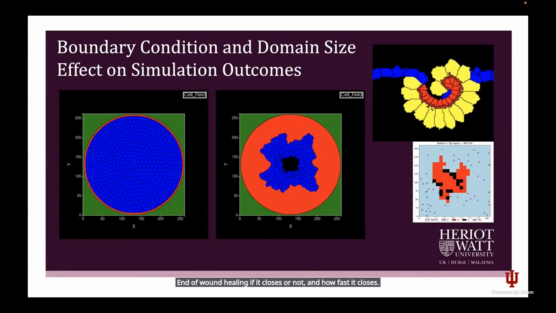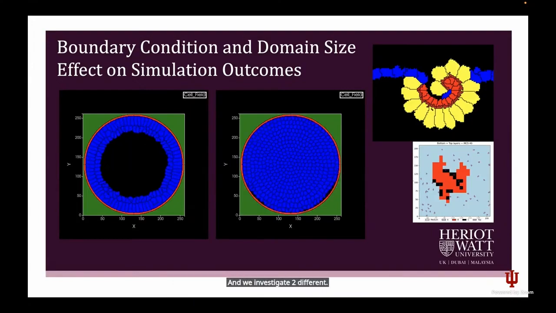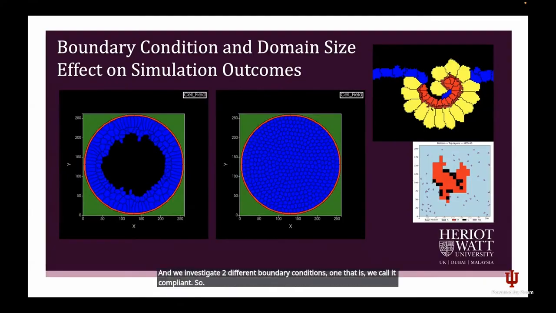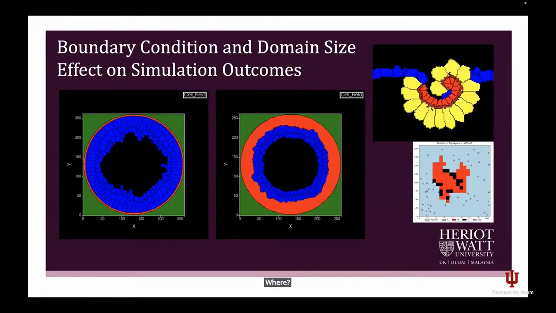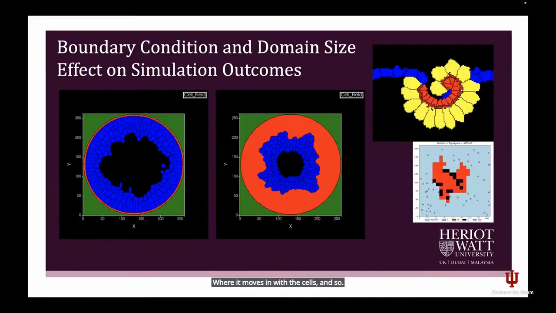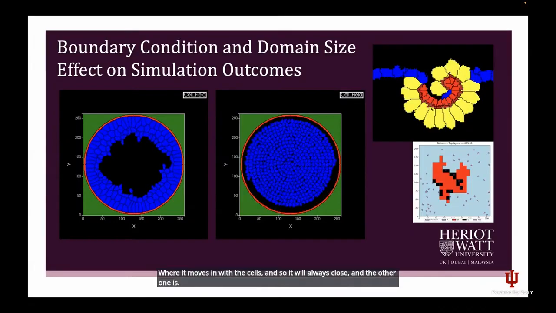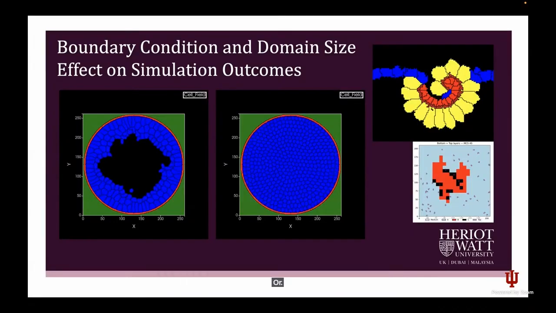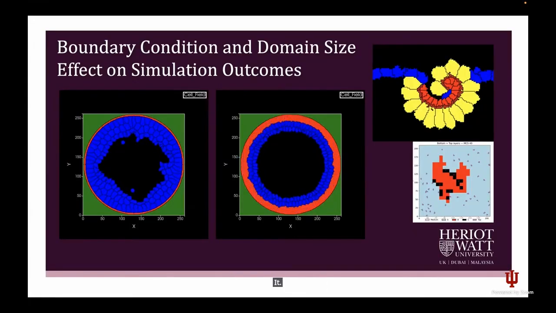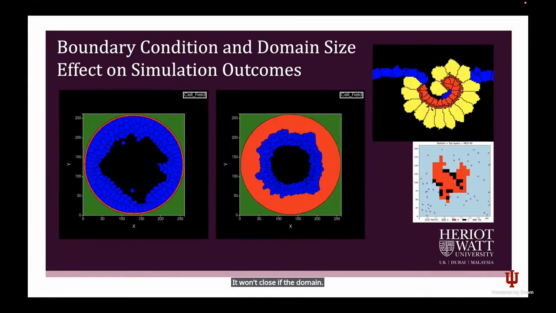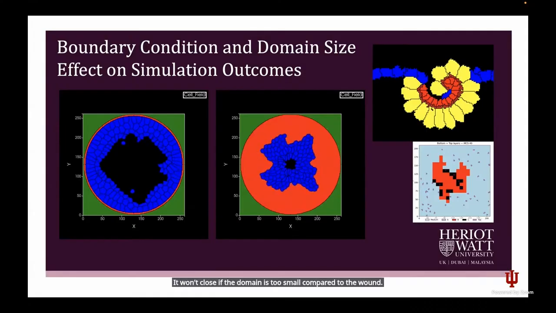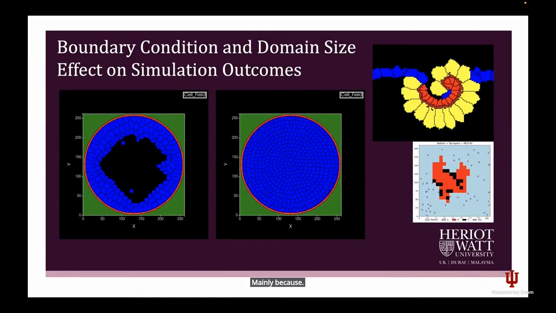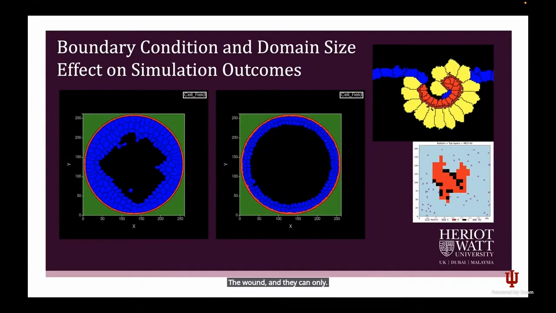And we investigate two different boundary conditions. One that we call compliant. So that's the right-hand side GIF, where it moves in with the cells, and so it will always close. And the other one is a solid boundary condition, or we call it non-compliant. And there, it won't close if the domain is too small compared to the wound. Mainly because the cells need to stretch to close the wound, and they can only do this so much.